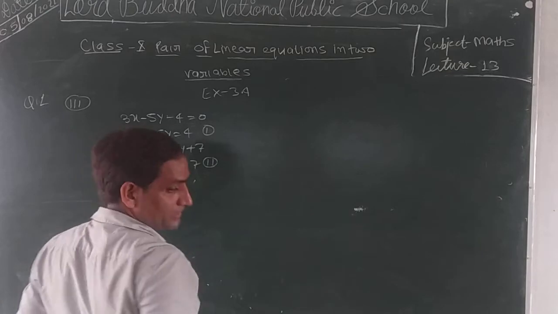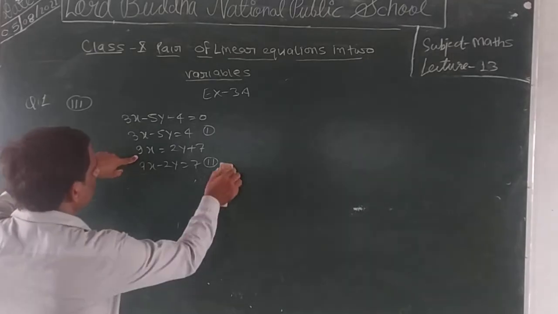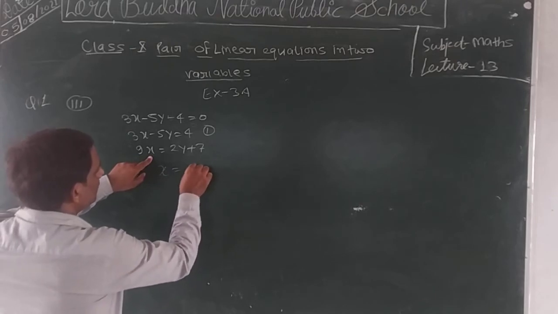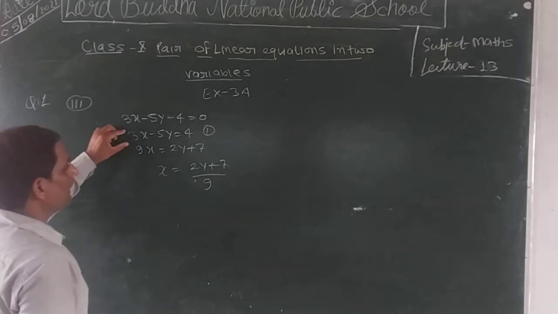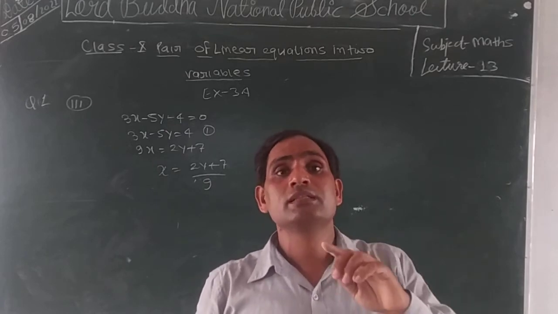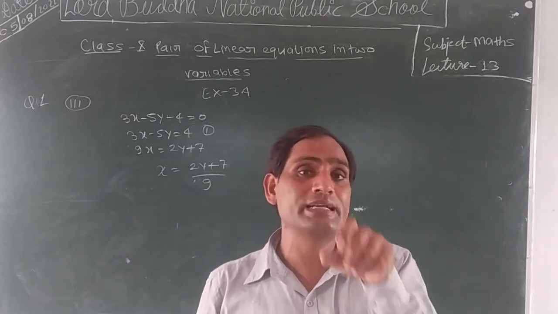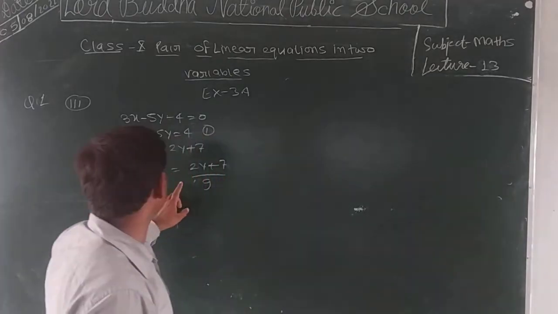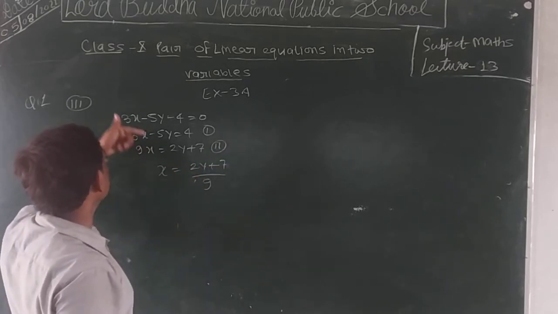Second, by substitution method we see that from the original equation, we get the value of x equal to (2y plus 7) upon 9 from the second equation. We put this value in the first equation, as I have told you that if you get the value of x in terms of y from the first equation, then you put it in the second equation, and if you get the value of x or y from the second equation, then you put it in the first equation. So we get the value of x from the second equation, hence we put it in the first equation.